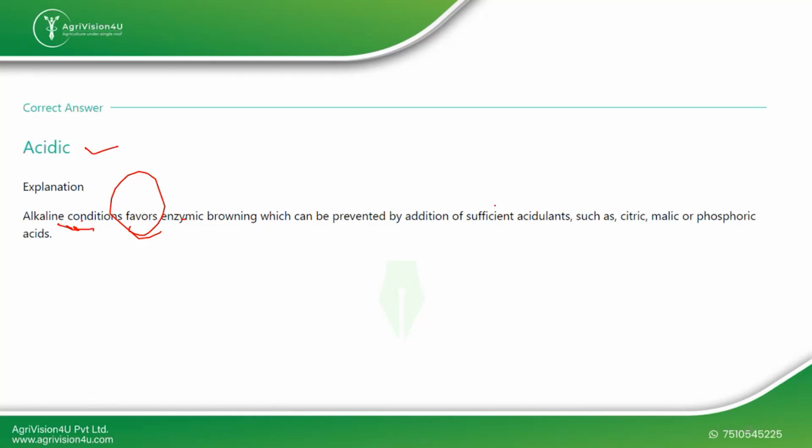So this can be prevented if you add any acidulants. Acidulants means you can add some type of acid. These acids can be citric acid, malic acid, or phosphoric acid. Such types of acids you can add so that you can prevent your enzymic browning.